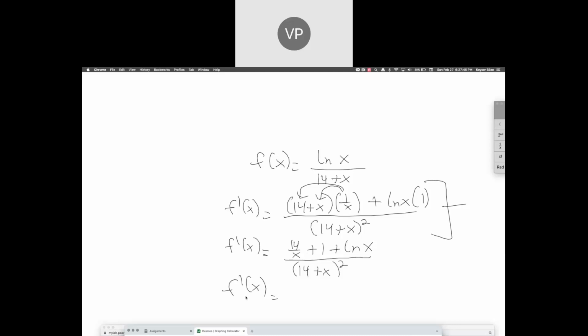What's going to happen is, on this top, I'm going to factor out an x on the bottom. Okay, now how I'm going to do that first is I'm going to make a common denominator of everything right there.